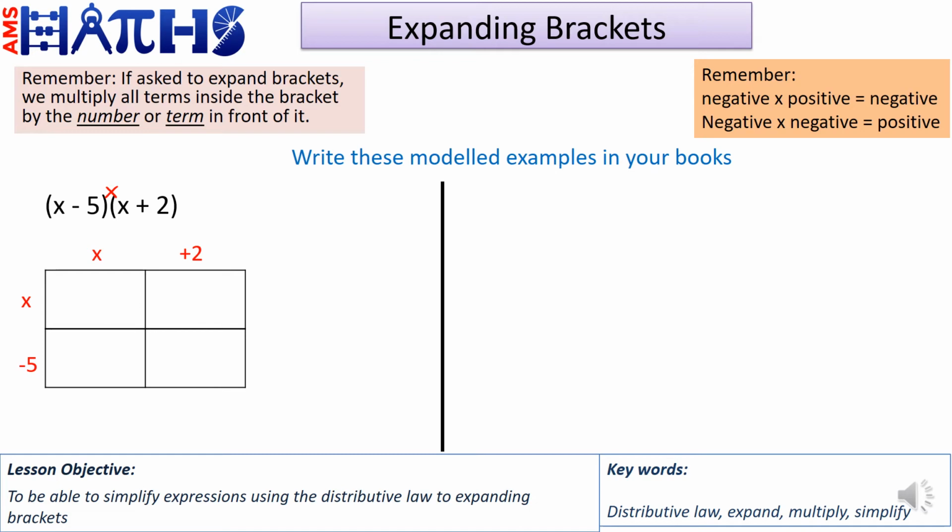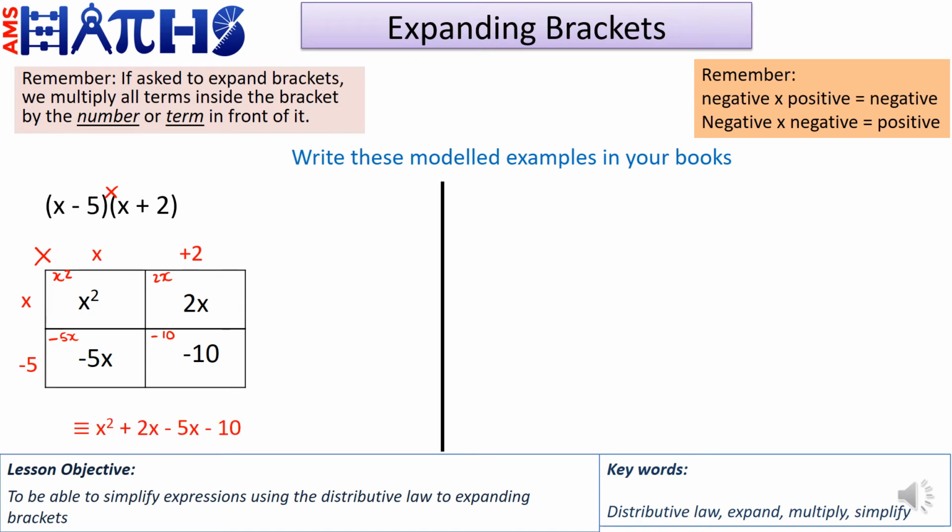Then all we'll do is multiply, so we'll do x times x to get x squared. Then we'll multiply x times 2 to get 2x. Then we'll multiply x times minus 5 to give us minus 5x. Then we'll multiply minus 5 times 2 to get a minus 10. So in our boxes, we'll have x squared, 2x, minus 5x, and minus 10, which is now on the bottom of the question.